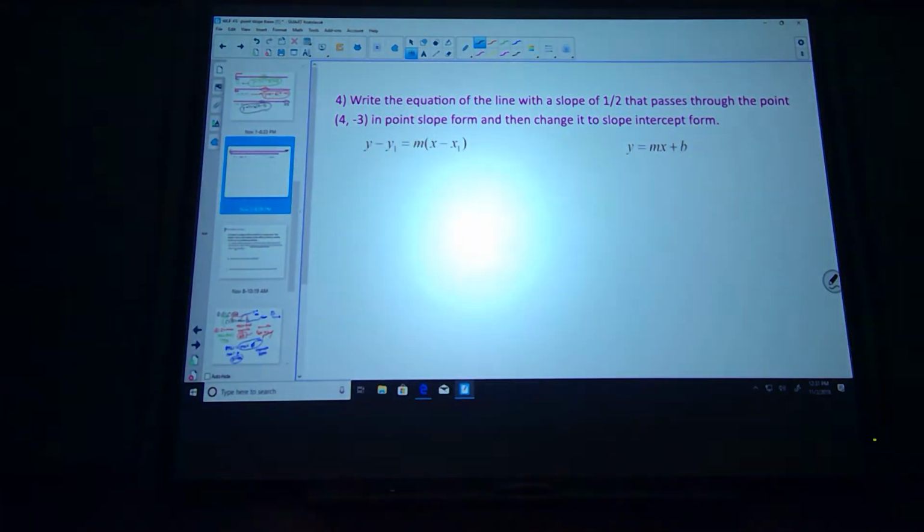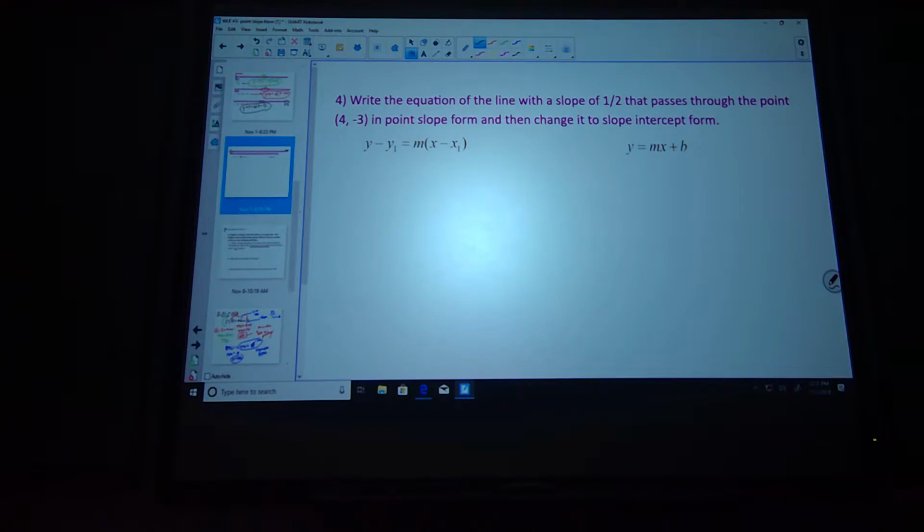All right. Ready? Write the equation of a line with a slope of 1/2 that passes through the point (4, -3), and then change it to slope-intercept form. Okay. Let's do the first part. Can I do my notes?